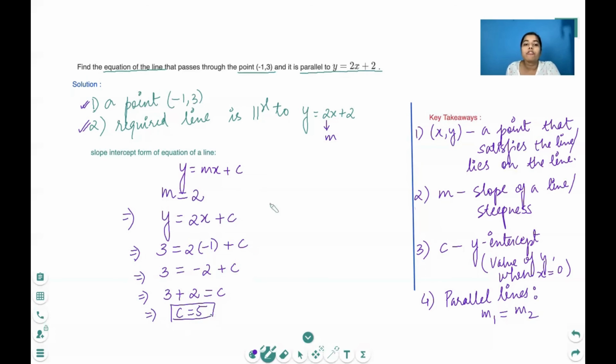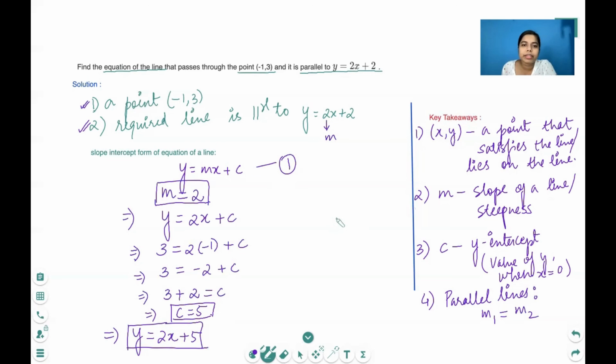So we have figured out both the values. We know m is 2 and we know c is 5. Let's substitute the values back in the slope-intercept form and we have ourselves the final answer: y equals 2x plus 5.